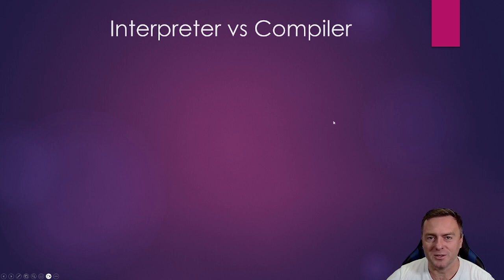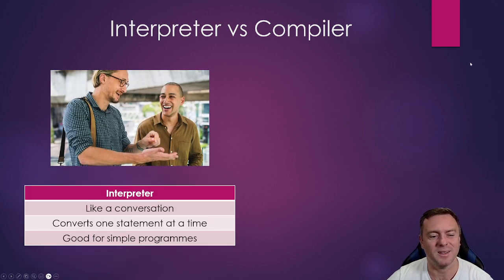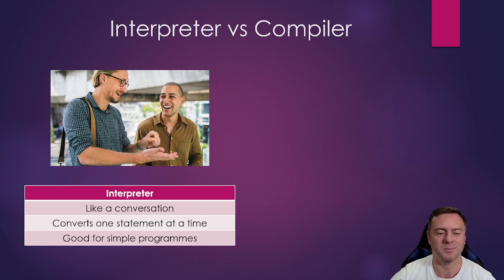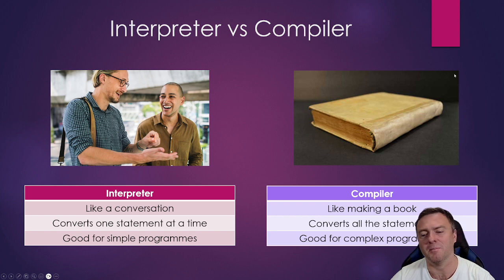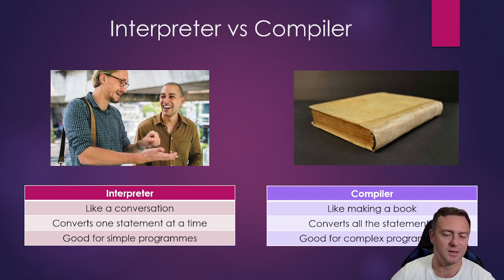So the interpreter versus compiler, that's a main question that we have. An interpreter is like a conversation and it converts one statement at a time. So it's really good for simple programs like what we're going to do in Python. When we compare that to a compiler, which you may have heard before, it's like making a book. So it converts all the statements down to the zeros and ones, and then it's really good for complex programs.